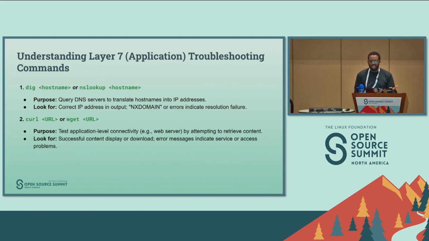But in Linux, you have some commands to help troubleshoot that, because sometimes with a DNS server, you might be receiving DNS packets, but the service itself might have issues. So you can test those services with dig and a host name, or nslookup, to verify that the DNS service is working. Then you can also use the curl command, or wget, to test application-level connectivity.